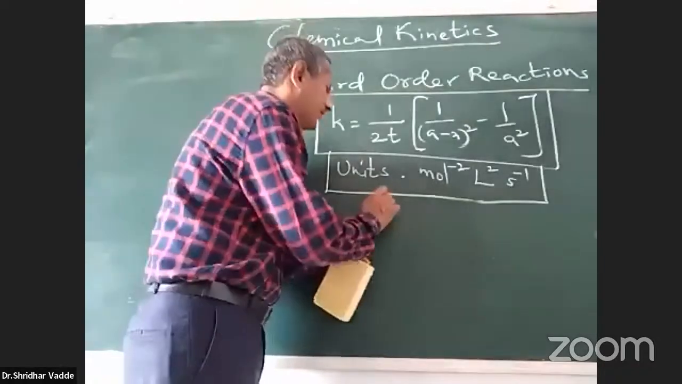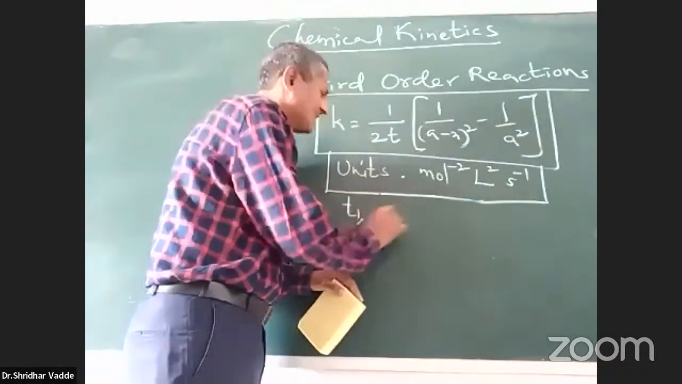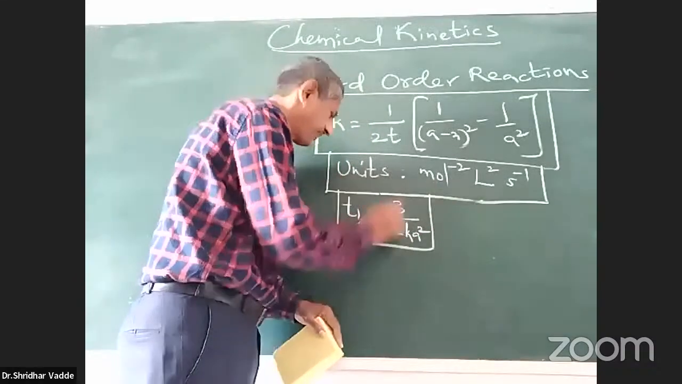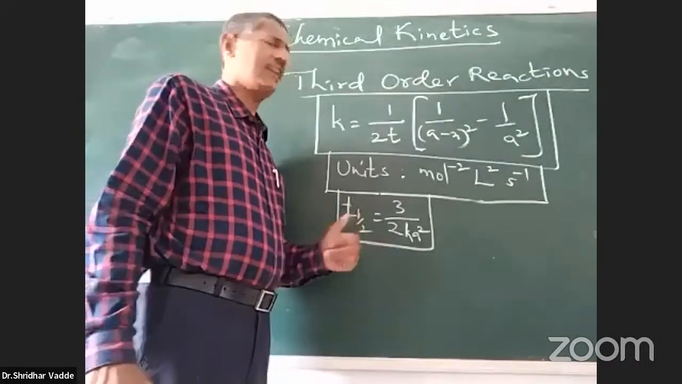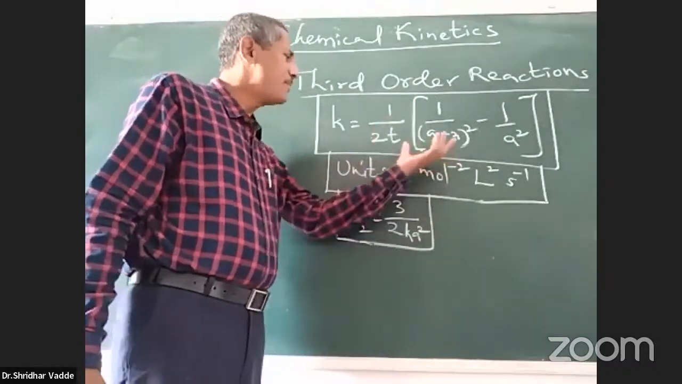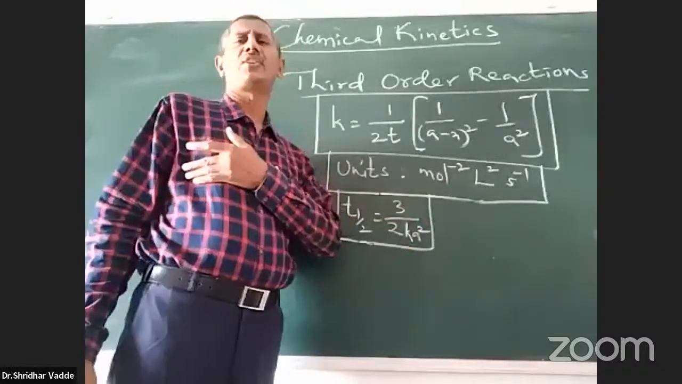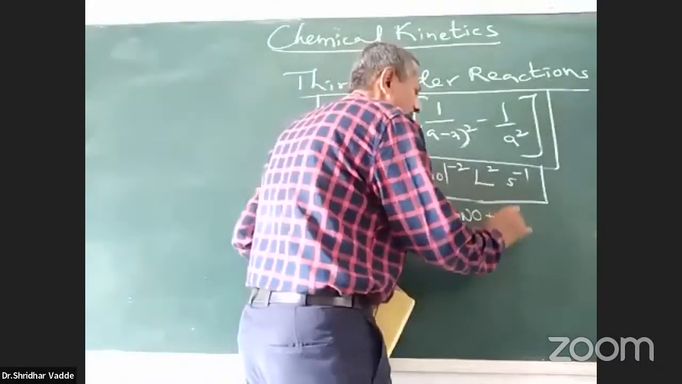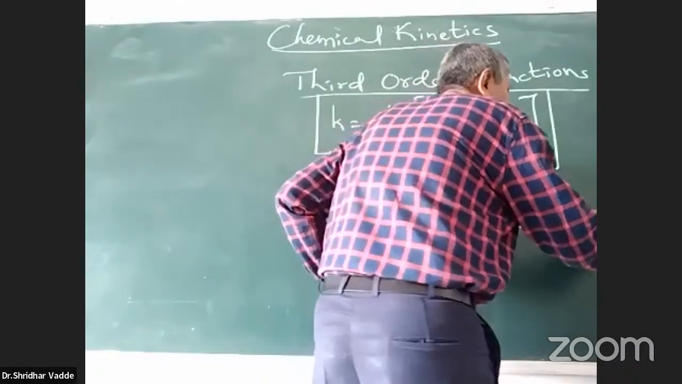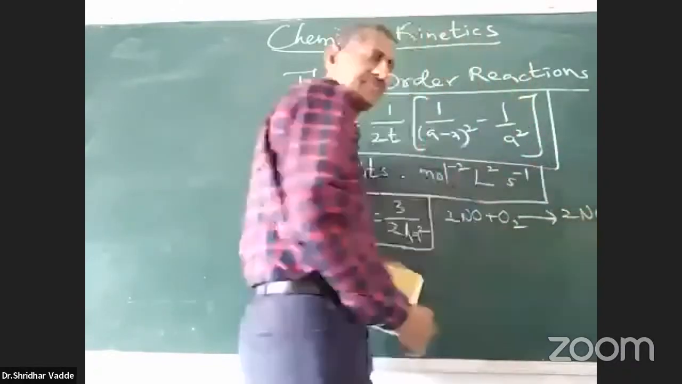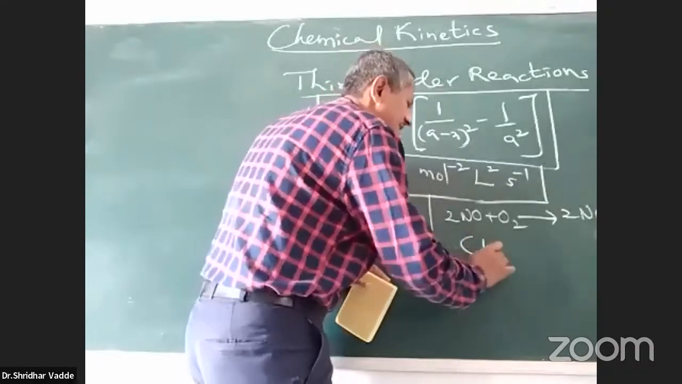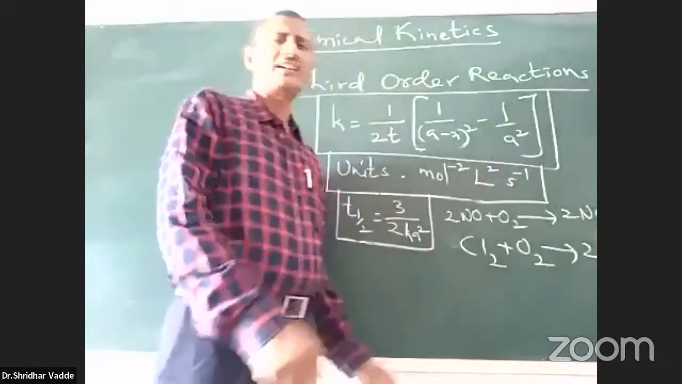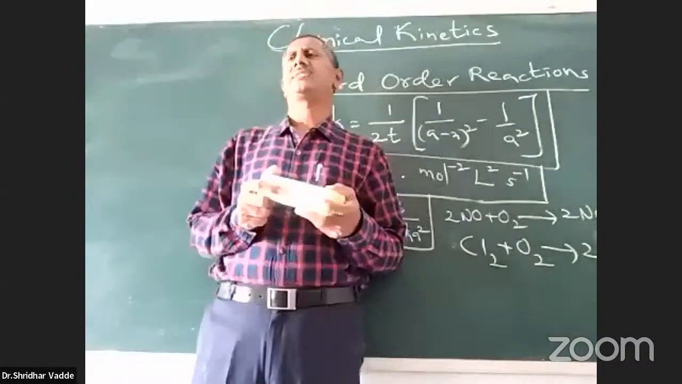And half-life. Half-life period is given by 3 by 2 Ka square. These are the important points that should be noted regarding third order reactions. And if we see the examples, 2NO plus O2 gives rise to 2NO2, and Cl2 plus O2 gives rise to 2ClO2. These are some of the examples of third order reactions.